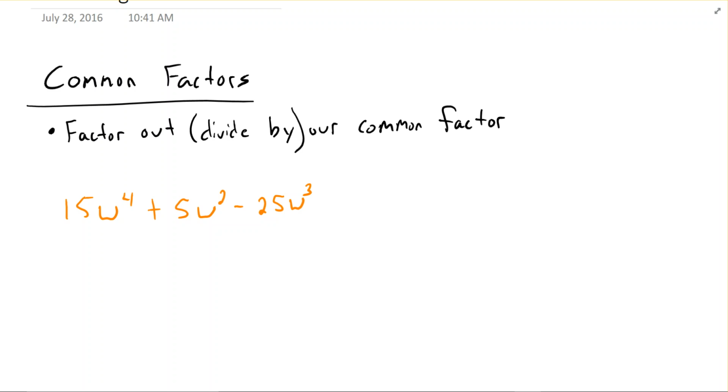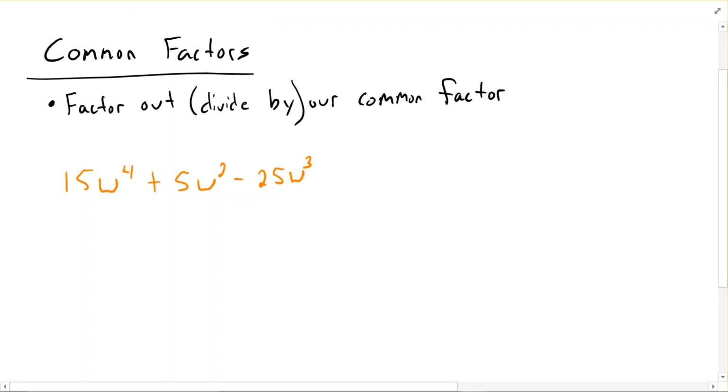So this common factor way of factoring is just we're going to take out what we can, and by taking out I mean we're going to divide by whatever's common to this term, this one, and this one. First, look at the numbers: 15, 5, and 25. I can divide all of those by 5. So I'm going to factor out a 5.